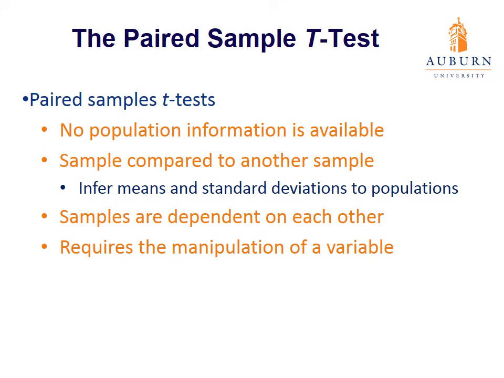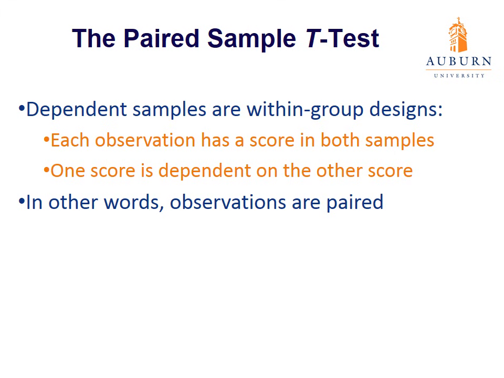In the case for a paired sample t-test, for us to make that comparison, the samples have to be what we call dependent on each other. So we should probably talk about what dependency is and what it means, both conceptually and what we do in practice. When we say that samples are dependent on each other, what we're trying to say is that they're related in some way. In particular, the variance of one sample is related or correlated with the variance in the other sample. So dependent samples are what we call within group designs.